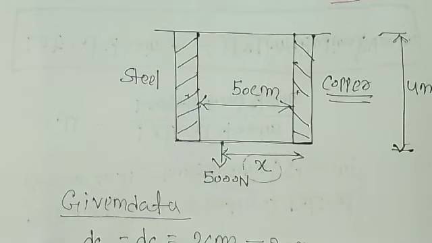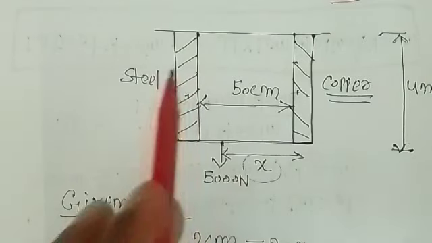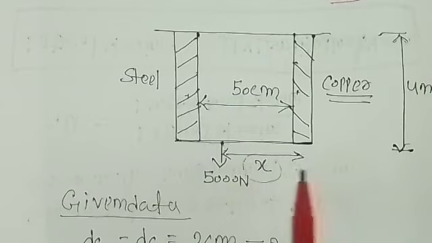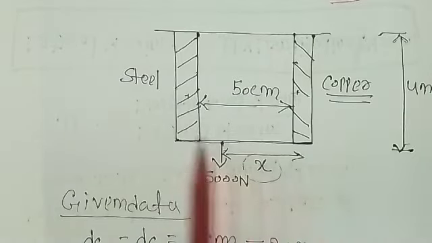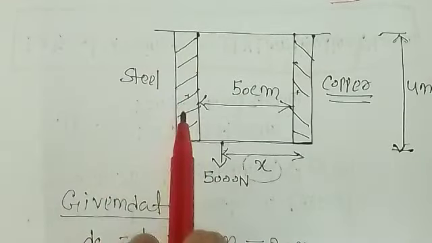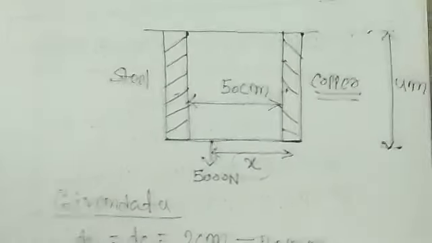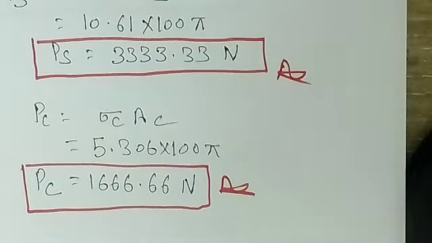So I'll take the moment about the copper. Moment about the copper means these two forces we will consider: the 5000 Newton, the total load on this composite section, and the load carried by the steel. So moment is force into perpendicular distance, meaning 5000 into x is equal to load of steel into 50 centimeter, right? So the answer you will get in terms of centimeter only.